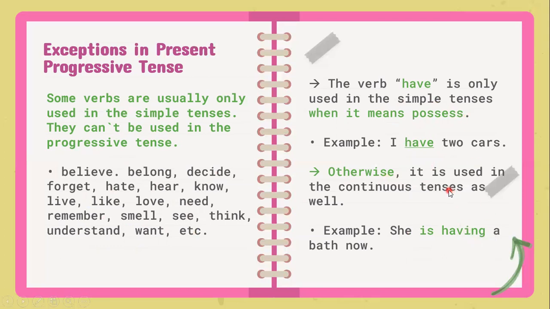For example, here it's used in the continuous tense when I'm saying she's having a bath now. Here we mean not having as she possesses a bath. Here we mean she is taking, she's in the shower, taking a shower. So here the meaning of have changed from possess to take, a physical action that's taking place. That's why here we could use it with ing. So the verb have should always be written in the present simple unless the meaning is not possession but a physical action that's taking place progressively, then I can add ing to it.